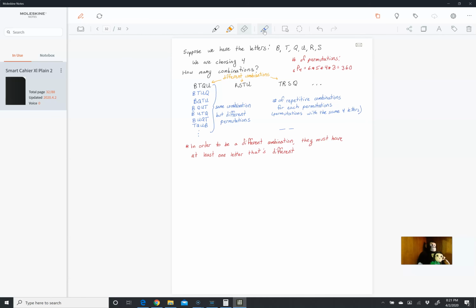Well, each permutation has 4 letters. If we take this one, for example, there are 4 possibilities for the first letter, B, T, Q, or U. Now we've used one of those, so now there are only 3 for the second letter, 2 for the third, and 1 for the last. So for each of these, there are 24 permutations that are the same combination, okay? So here, the same thing is true. There are 24 repetitions here, 24 repetitions here.